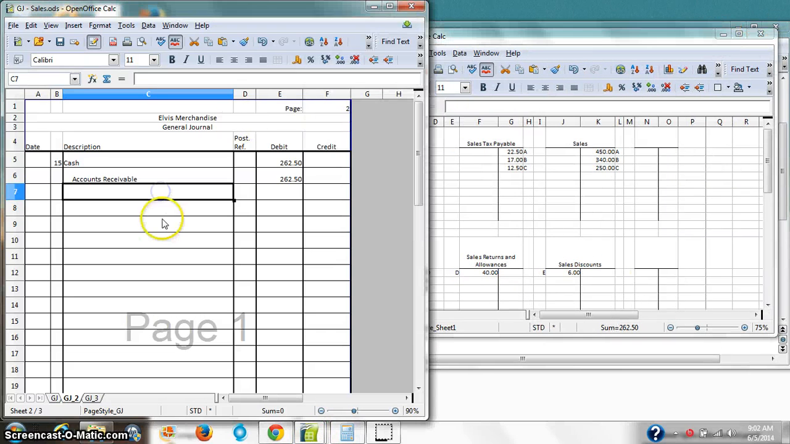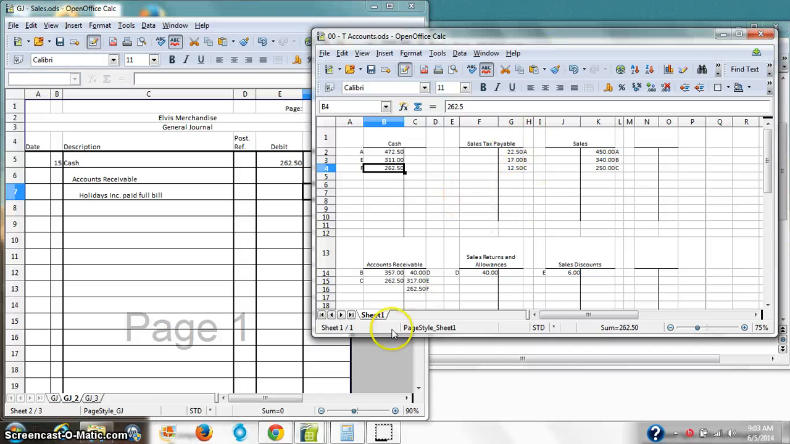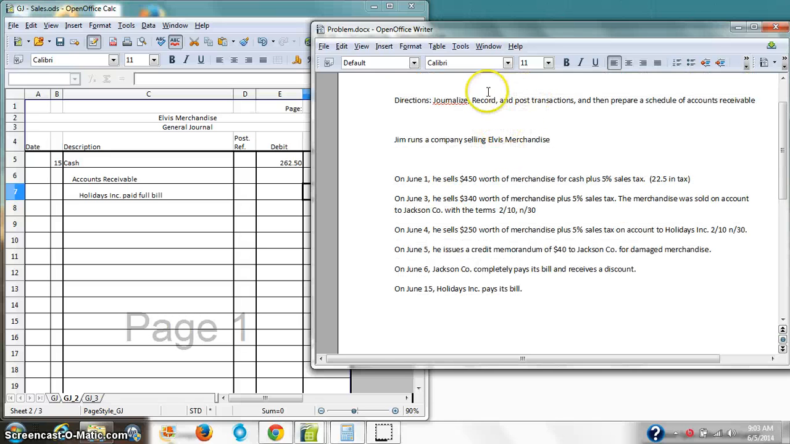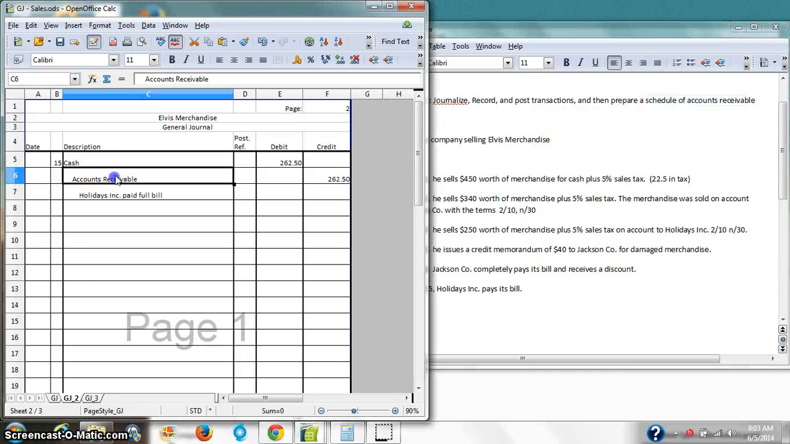And I need to write a description for this one as well. And actually that got on the wrong side there. My debits should equal my credits. There's my answer. I've now done all these transactions for my problem. I still need to record and post transactions and prepare a schedule of accounts receivable, and that will happen in upcoming videos.